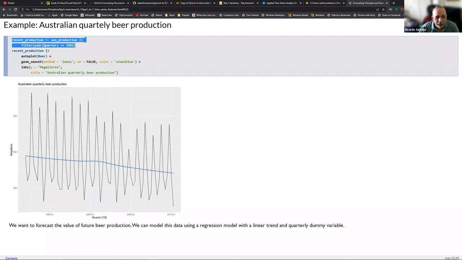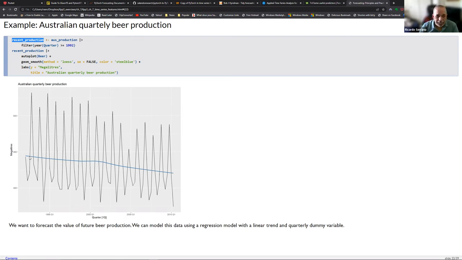We can filter this to the values of each quarter of beer production in Australia that begins in 1992, because that's where our interest is, from 1992 and so on. So we have this as recent production. And then one of the things that we should always do is plot to see visually if there's an increase, a trend, you know, is there a trend in the time series? Is there some seasonality and so forth?